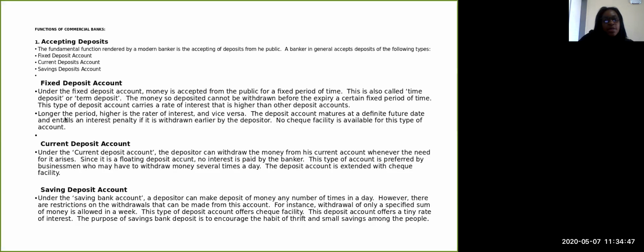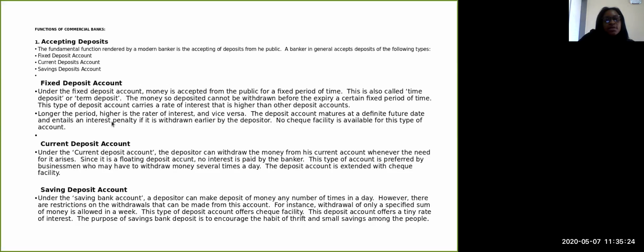This type of deposit account also has a longer period. The deposit account matures at a different future date and entails an interest penalty if there is a withdrawal made before the expiry date. No check facility is available for this type of account.